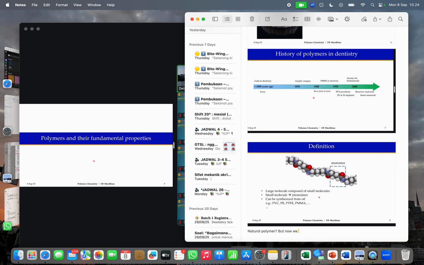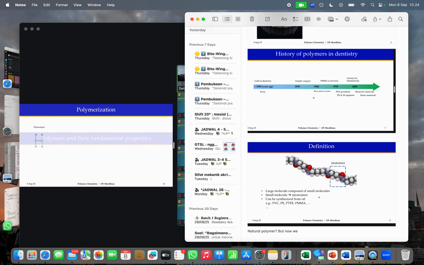So the fundamental properties of polymer, the first thing you need to know is polymerization. When we have one monomer here, one monomer with two carbons, it means ethene.